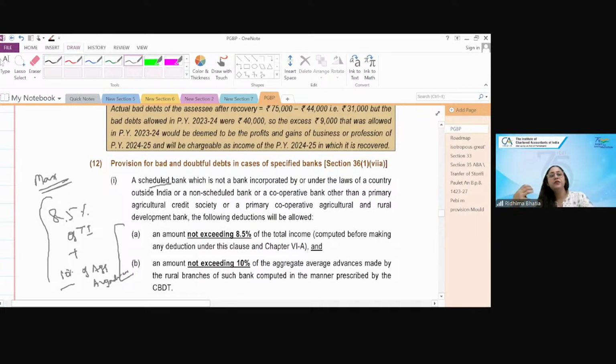Foreign banks, NBFCs, and your public financial institutions, for them the concept of rural branches does not exist. Only 8.5% of total income, instead of 8.5% of total income, it is 5% of your total income. Simple, nothing else. So if a question comes, but otherwise it comes very rarely. So you can mark it as NIMP, not important also.